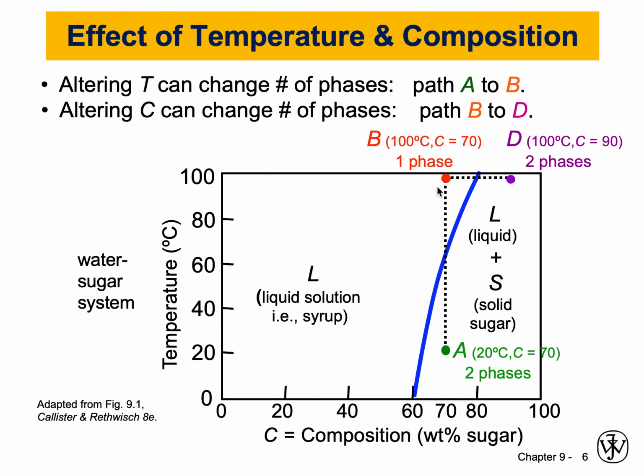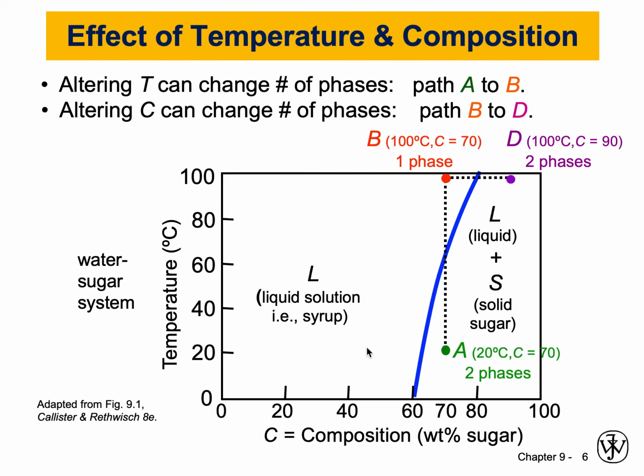I can also change the structure or the material and its property by changing the composition. So let's say that from B at 100 degrees Celsius, instead of having 70% sugar and 30% water, I've added 20 more percent sugar. So now I am 90% sugar and 10% water. If I am at the same temperature, I'm going to move back into the liquid and solid state, which means the two-phase state.